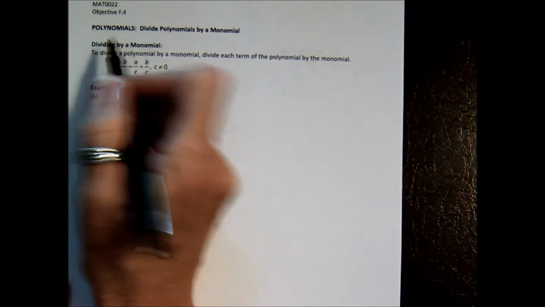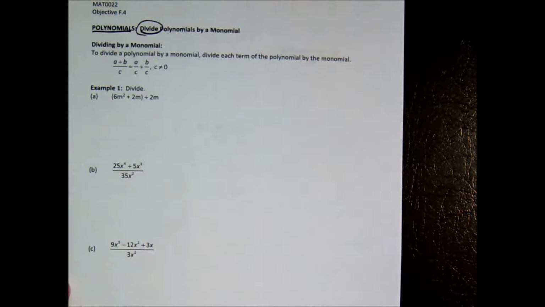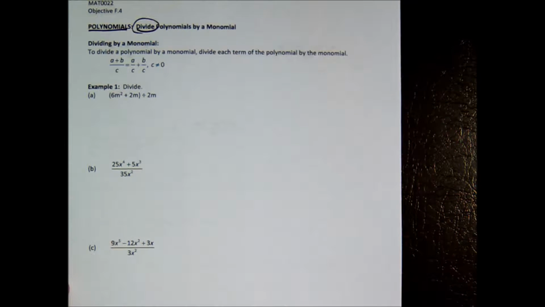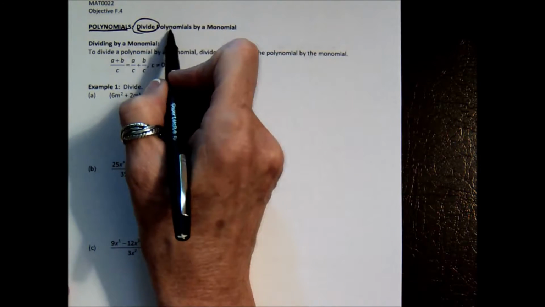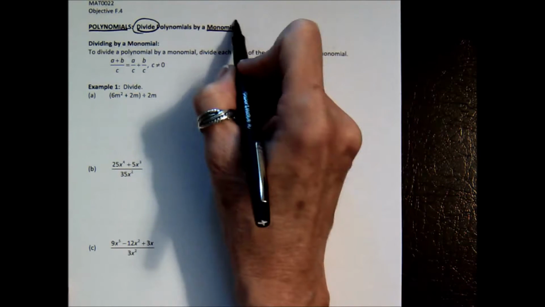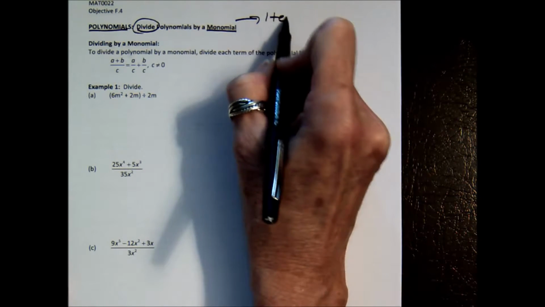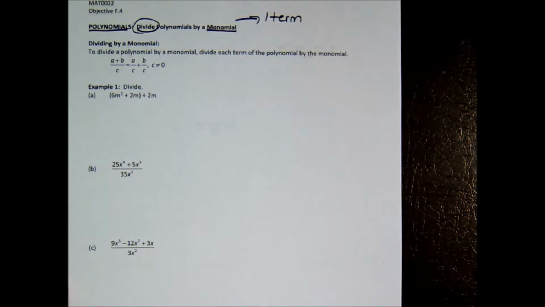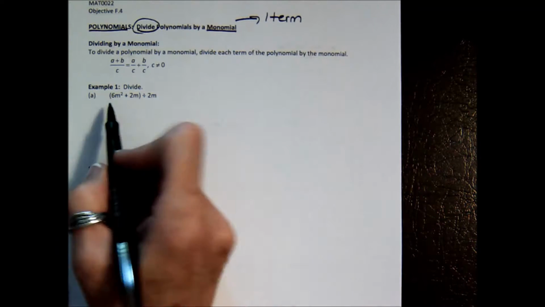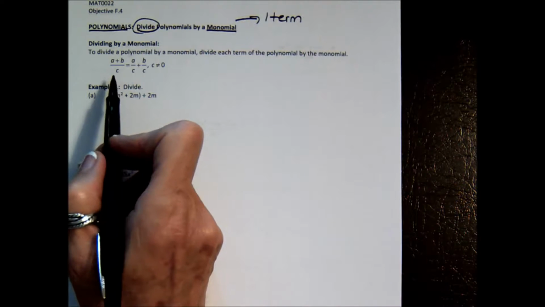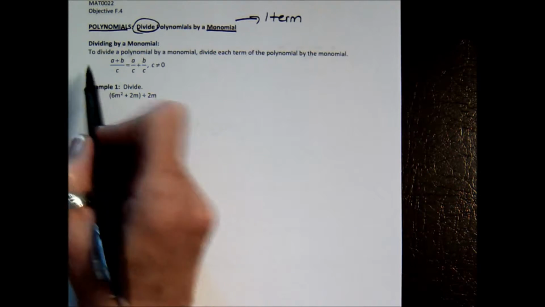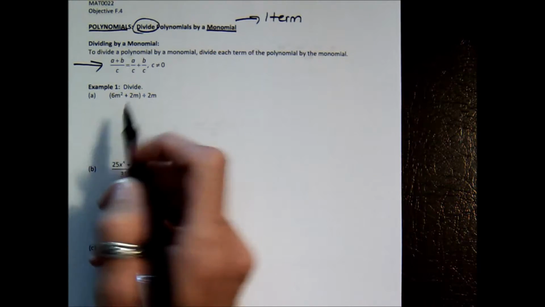This last section of our chapter on polynomials has to do with dividing polynomials, but we're going to limit our division to dividing a polynomial by a monomial, meaning one term in the denominator. So let's take a look at how you do this, and rather than looking at our general rule here, I'm just going to show you through example.